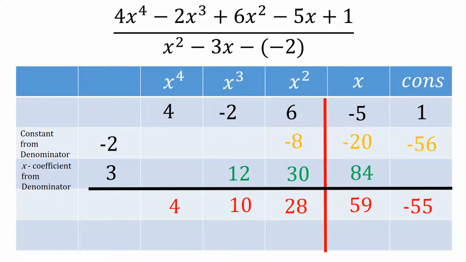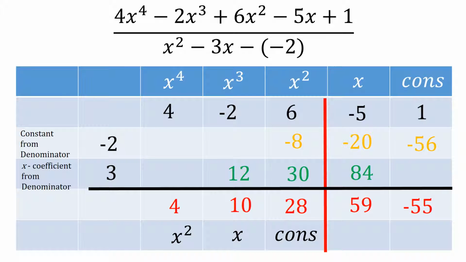Now that we have found all the coefficients for our remainder, we may now construct the quotient and the remainder to answer the question. Because we divided x to the 4th by x squared, all of the powers on the left side of the red line will drop by 2. So the x to the 4th that we had originally is going to drop to x squared for the quotient, and that means that our quotient begins with 4x squared. The x cubed column will drop to x, and that means that our quotient has a 10x in its result, and the x squared will drop to a constant, meaning that 28 corresponds to the constant for the quotient.